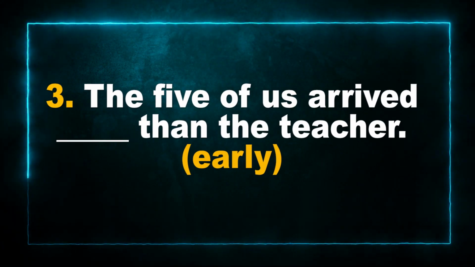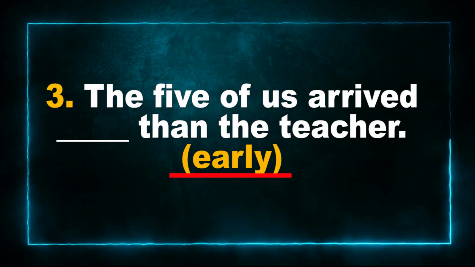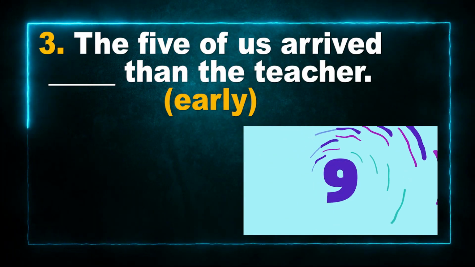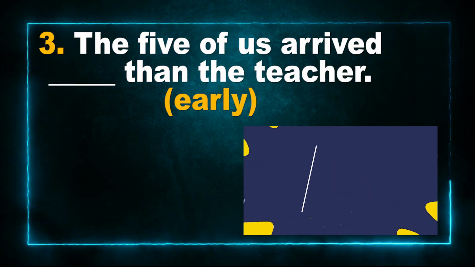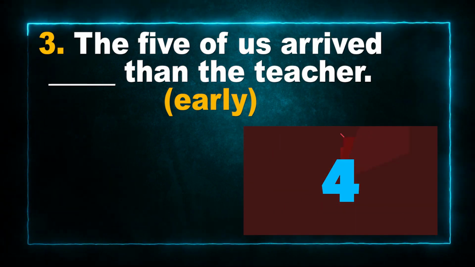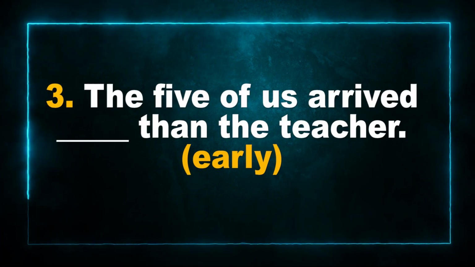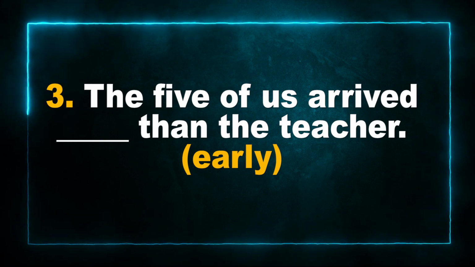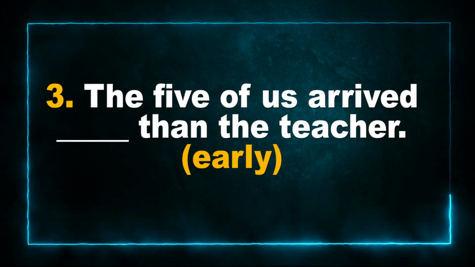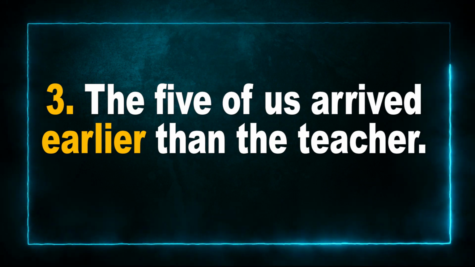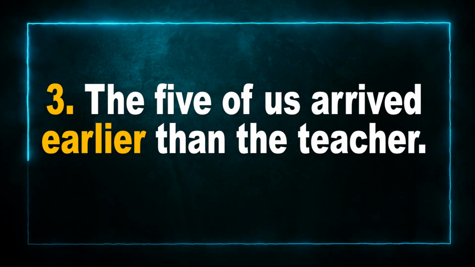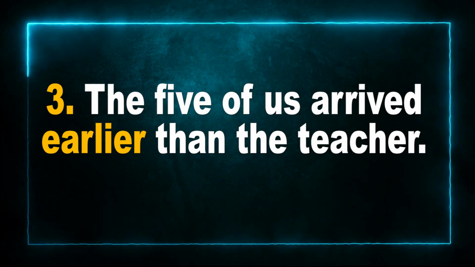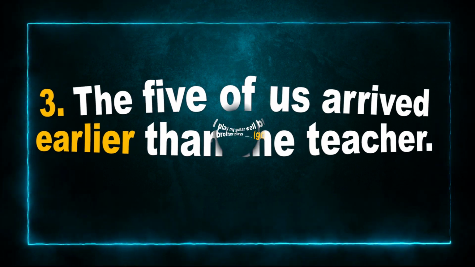Next, the 5 of us arrived something than the teacher, early. Put in your answer. We are making a comparison between one group and the teacher, and therefore we must use the comparative degree. Early therefore becomes earlier, E-A-R-L-I-E-R. And so our answer would read, the 5 of us arrived earlier than the teacher.